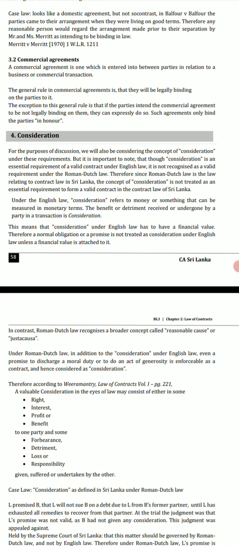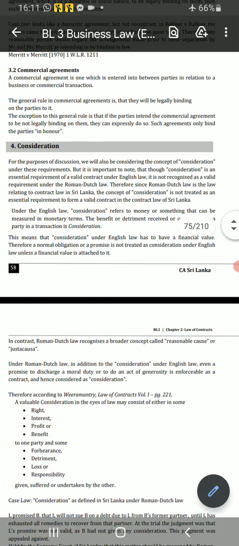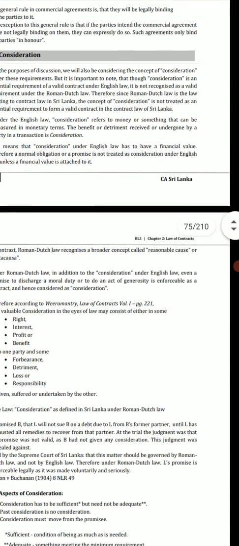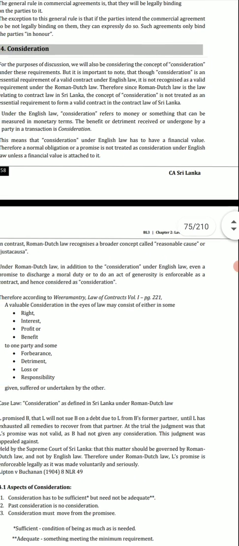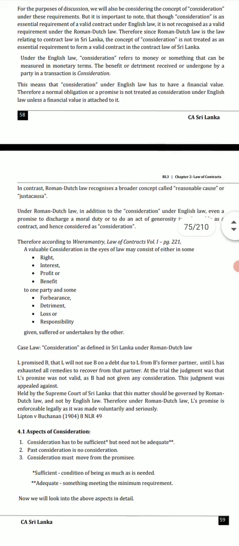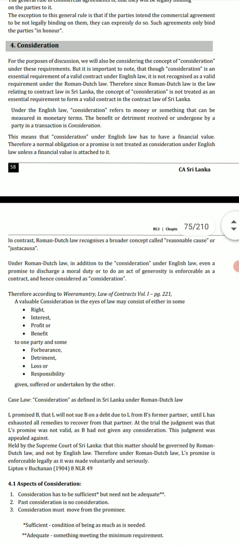In Roman Dutch law, offer and acceptance is enough for a valid contract. But in English law, they have brought in this theory of consideration. In Sri Lanka, consideration is not written in our statutes, in contract or business statutes. But the type and method of consideration can be validated through common law.